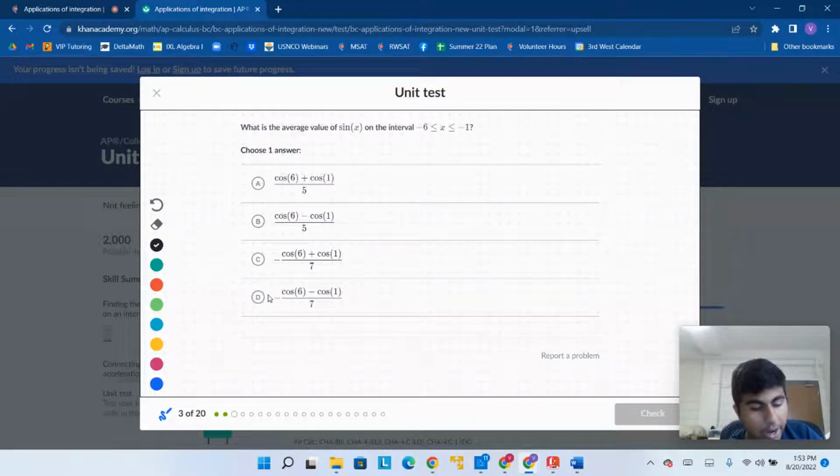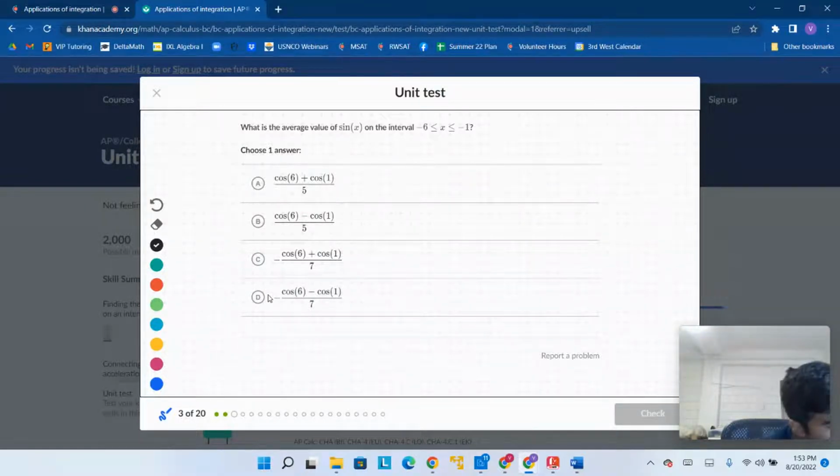Because if you take the area under the curve of sine of x from negative 6 to negative 1, that's like adding all of the different values of sine of x from negative 6 to negative 1. And now you're dividing that by 5, which is the interval. And that gives you the average value. So in the denominator, I just have 5, the length of the interval.